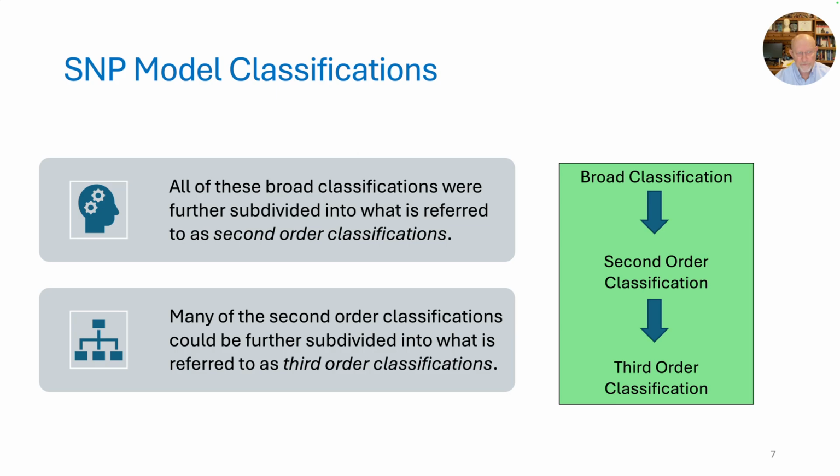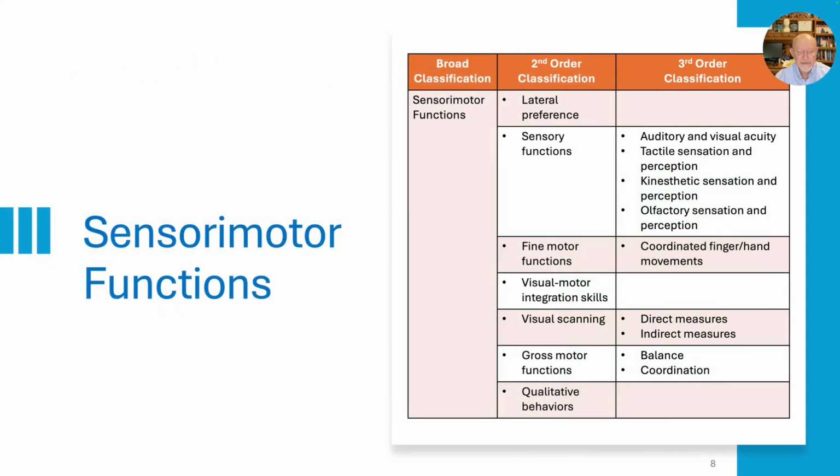The thing that's important to realize about the model is we have broad classifications, and those broad classifications are typically subdivided into what we call second order classifications. And then some of the second order classifications are even subdivided further into third order classifications. It's just a way of subdividing things down into the very discrete neuropsychological functions that the tests are designed to measure. This is an example of sensorimotor functions.